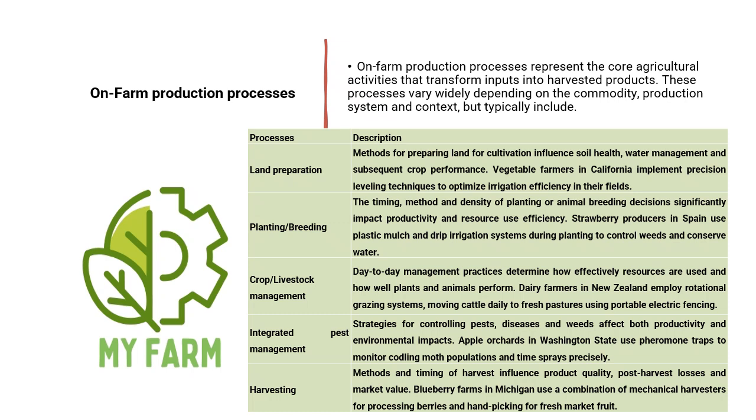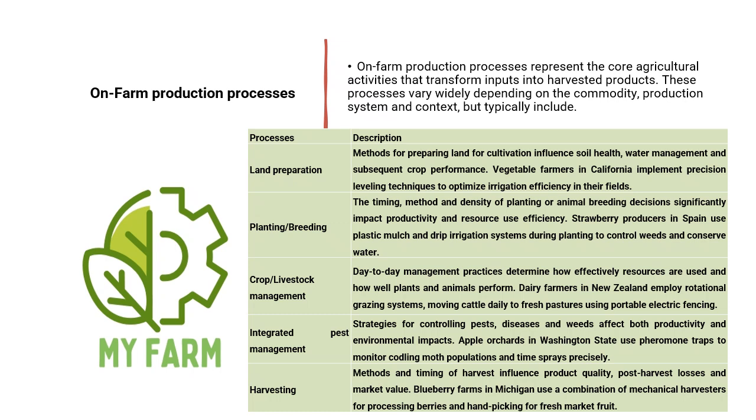Dairy farmers in New Zealand employ rotational grazing systems, moving cattle daily to fresh pastures using portable electric fencing. This practice optimizes pasture utilization while maintaining animal health. Integrated pest management strategies affect both productivity and environmental impacts.